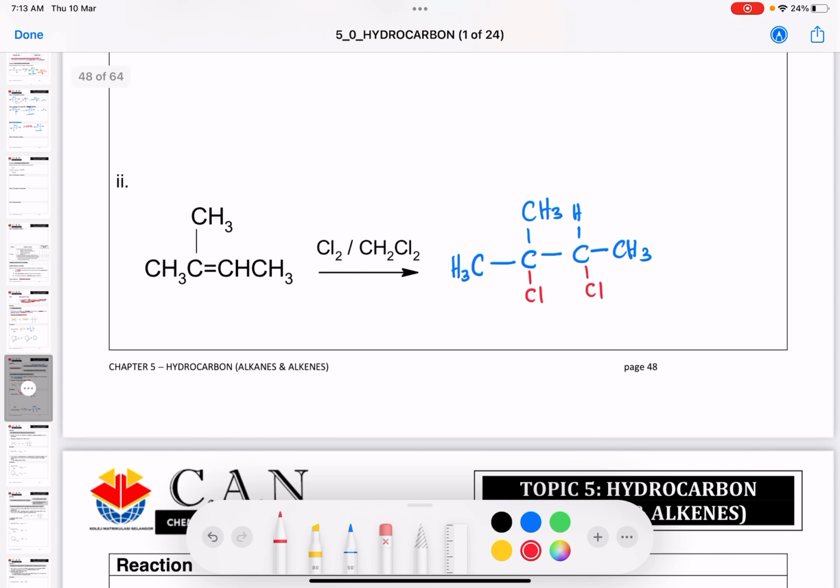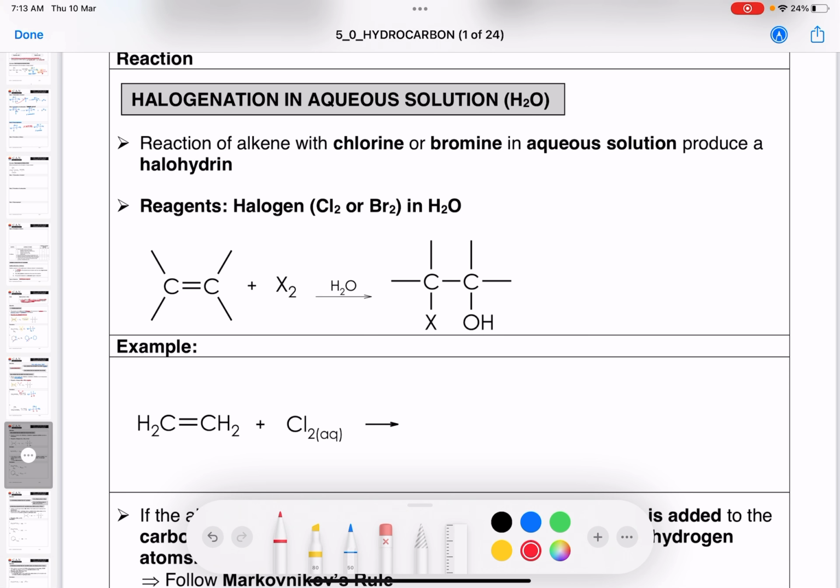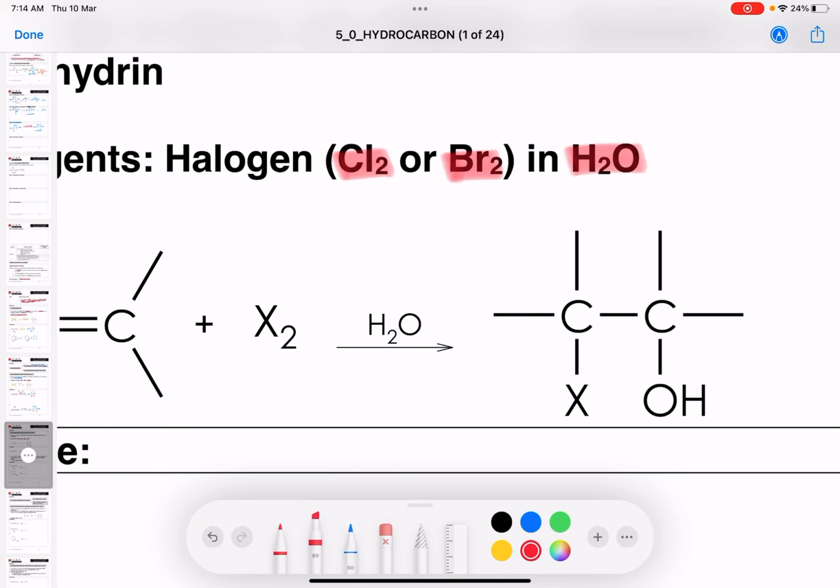Right? Okay, now let's proceed with the next halogenation, which is in aqueous solution. So instead of using what we call an inert solution, in this reaction we are going to replace the inert solution with water. Okay, so as you can see here, we have these two, but in water. So this is a little bit different, because water is not an inert solution, so it will be involved in this reaction.